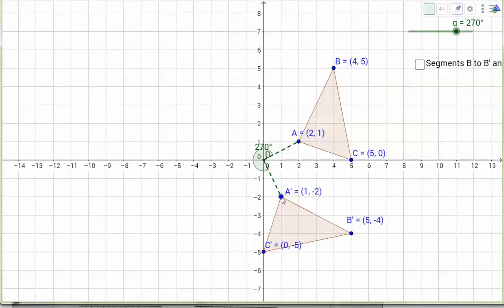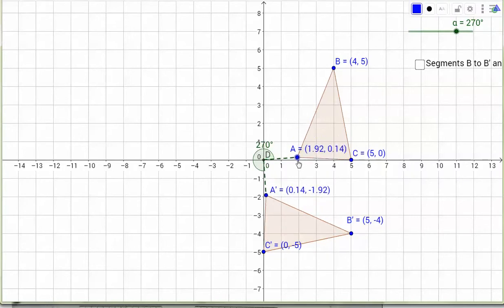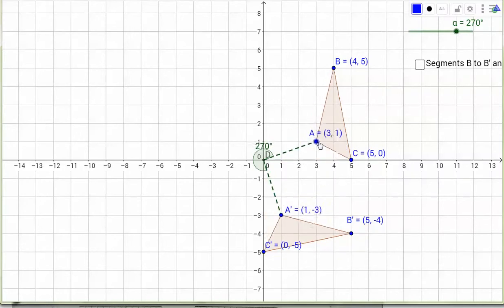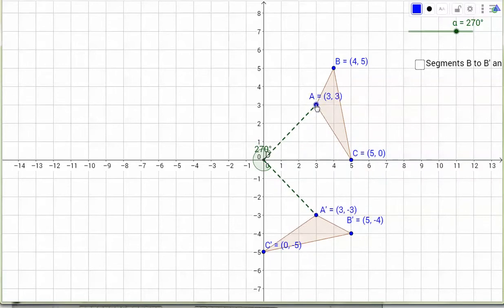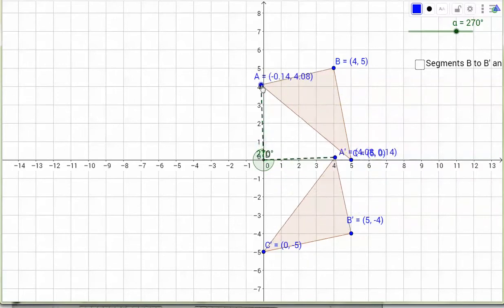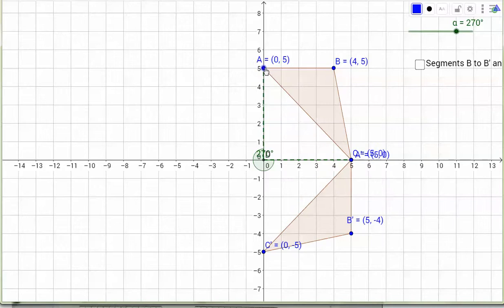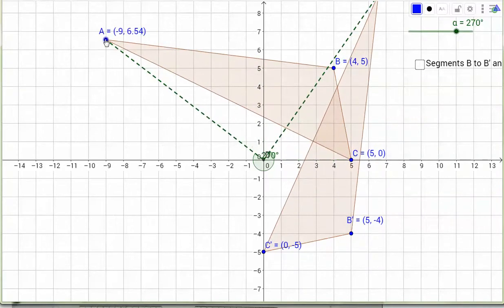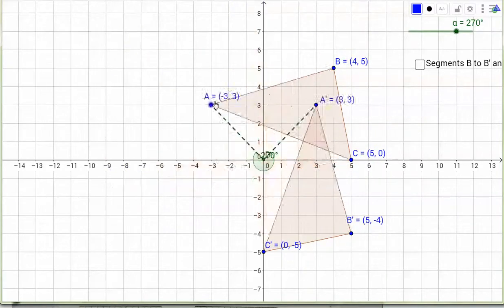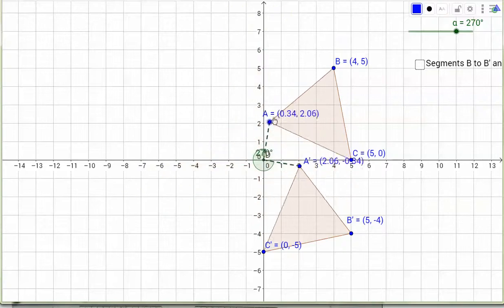And again, feel free to play with the points. We can't play with these ones, but I can play with that one. Or I can move it there. And when I move it, it changes the other ones. So you can create all sorts of fun designs. And yes, when rotating they can overlap, you can see.